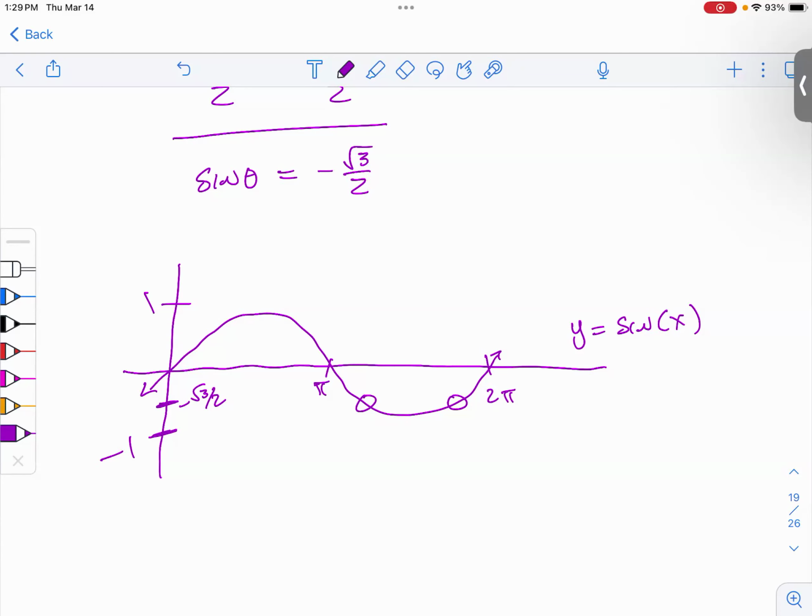4 pi over 3. Okay, it would be 3 pi over 3, which is pi, so I don't need that one. The next one, oh my gosh, is 4 pi over 3. And then what's the next one? 5 pi over 3. And those are the two solutions. Right there is 4 pi over 3. Right there is 5 pi over 3. And then 6 pi over 3 is 2 pi.